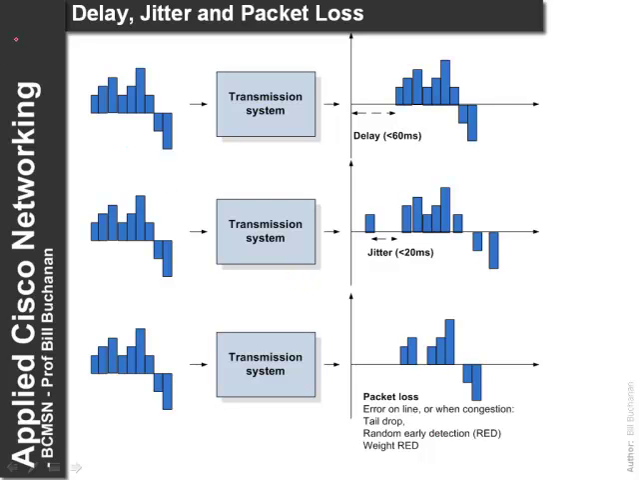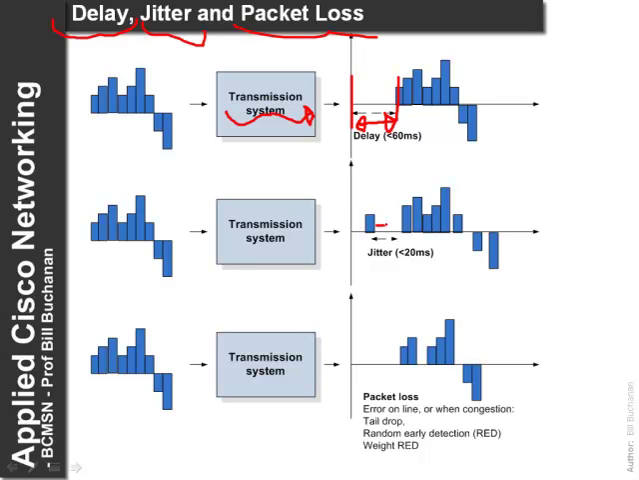Okay, so what are the key metrics that we use for quality service? These are delay, jitter and packet loss. With delay, the amount of time it takes to be transmitted over the system actually matters. In this case, we have created a delay of 60 milliseconds. If this delay is too great, then the connection can actually drop.